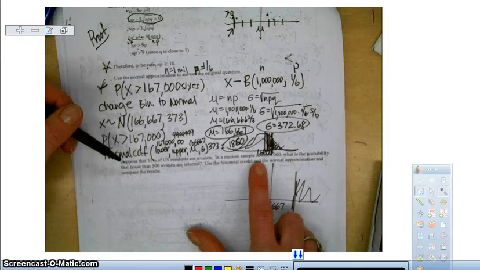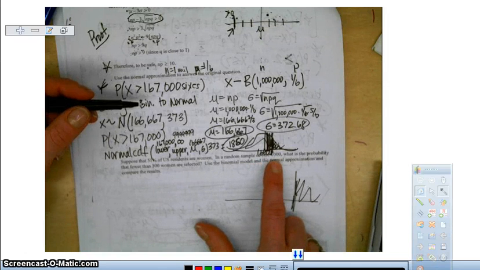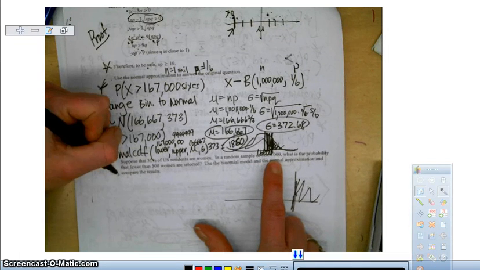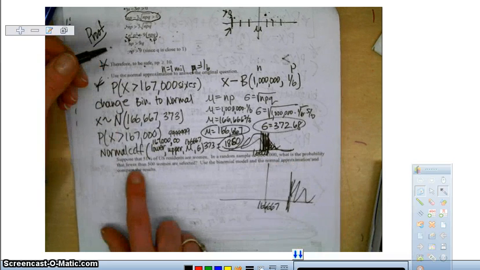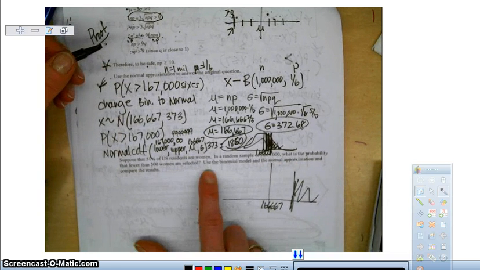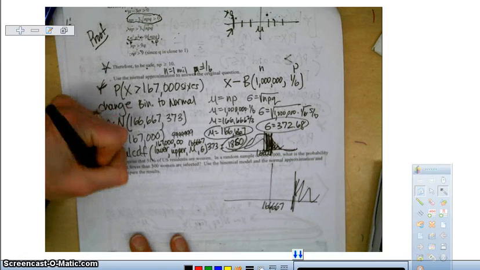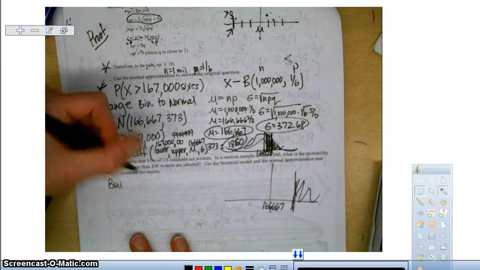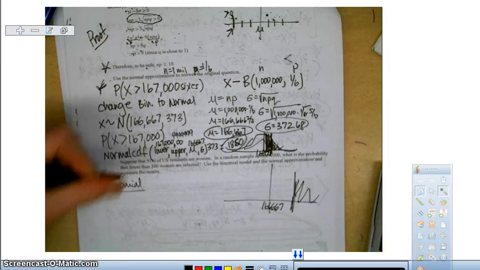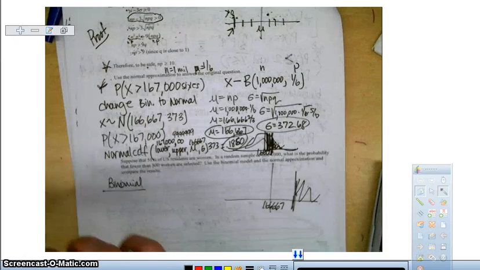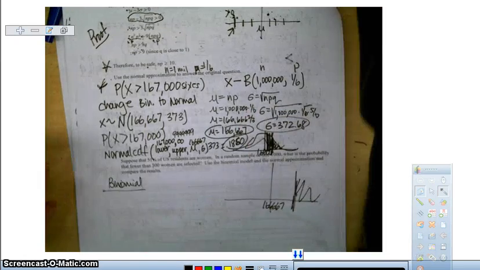In a random sample of size 1,000, what is the probability that fewer than 500 women are selected? Use the binomial model and the normal approximation and compare the results. Okay, so binomial. We're just going to do kind of a shortcut here. You know the process you have to go through, right? So we're just going to use our calculator to find the binomial.